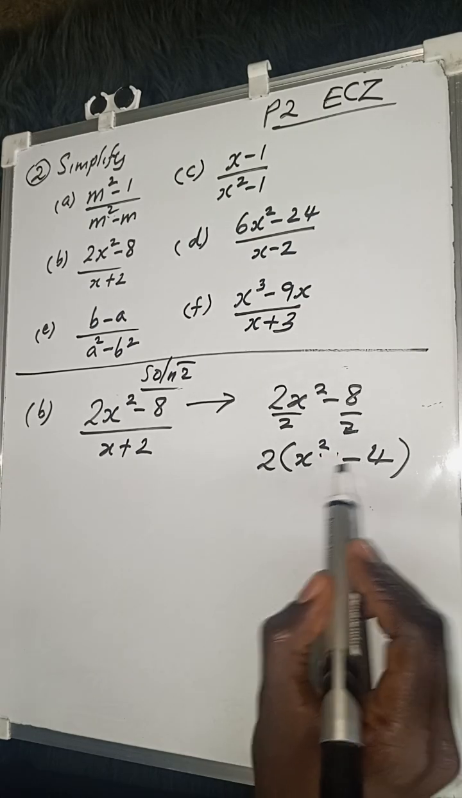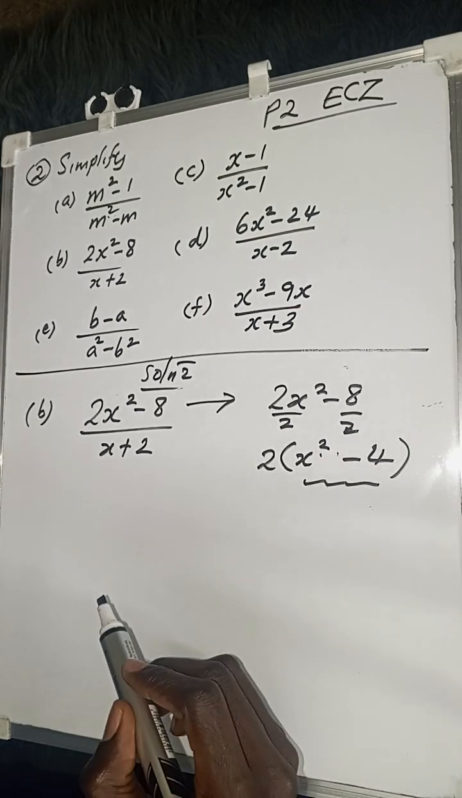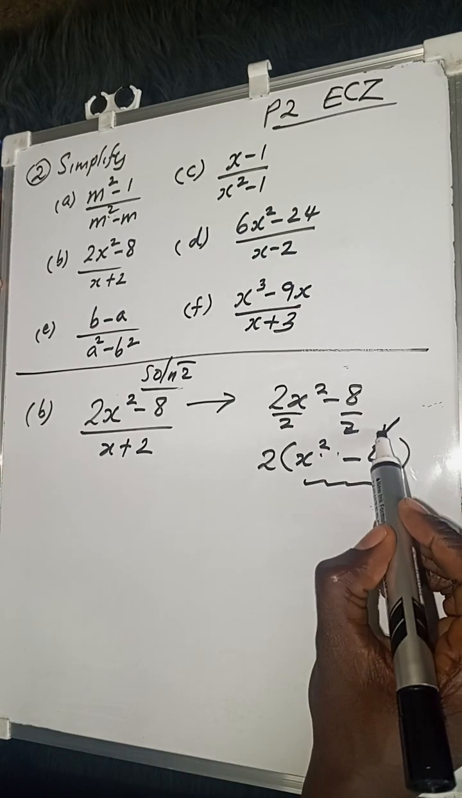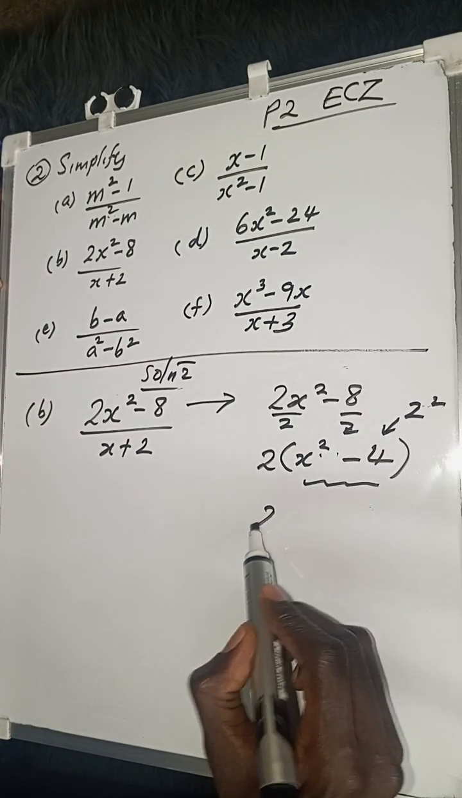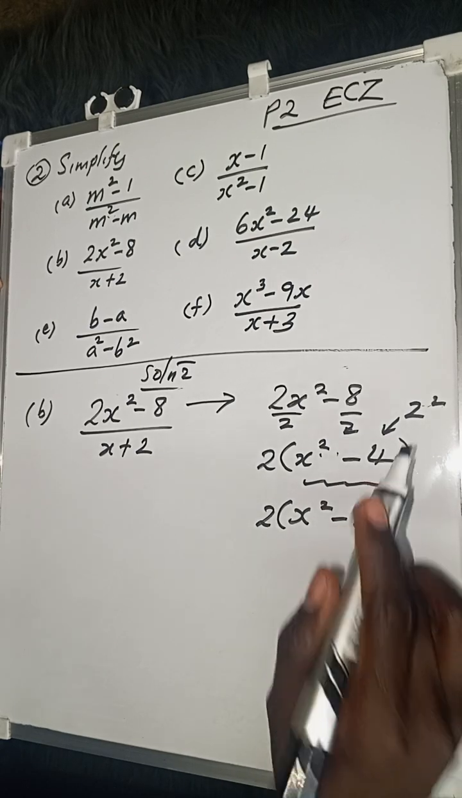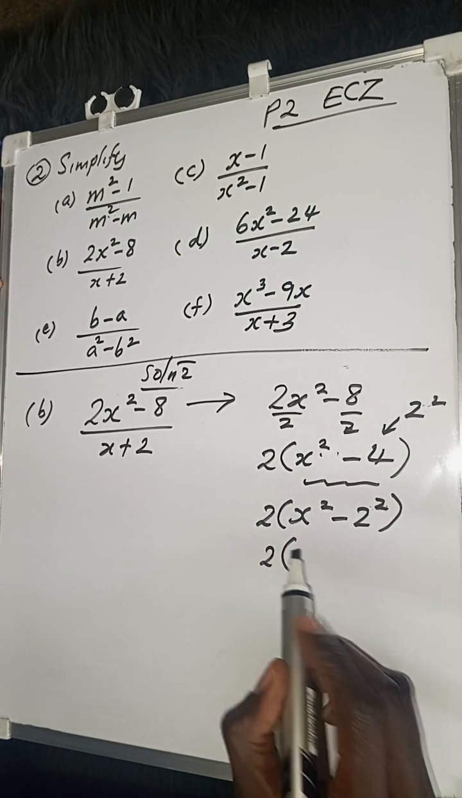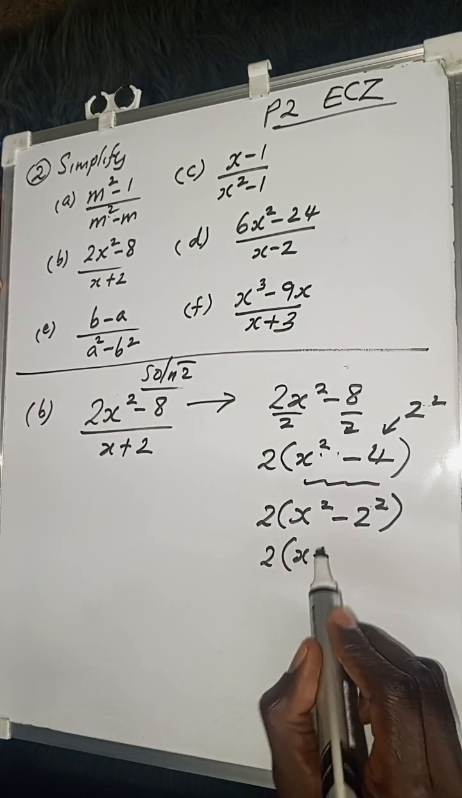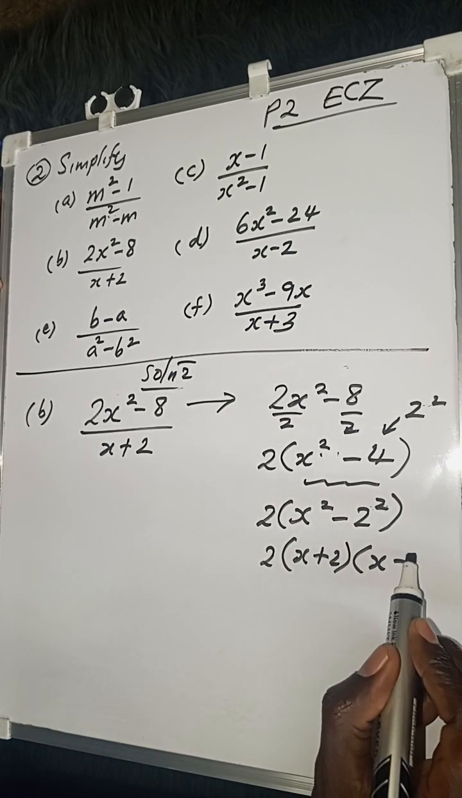Now, you can go further. What is in the bracket? We can use the difference of two squares, because 4 is a square number that can be written as 2 raised to the power 2. So 2 times x squared minus 2 raised to the power 2. So it will be 2, and in the bracket we use the difference of two squares, x plus 2, then the other one x minus 2.